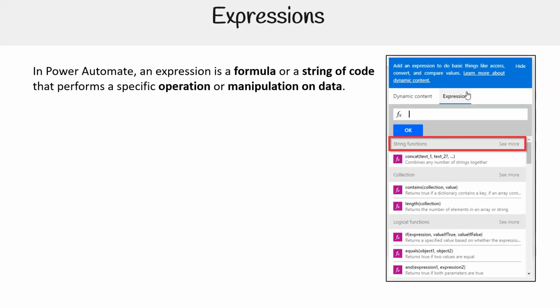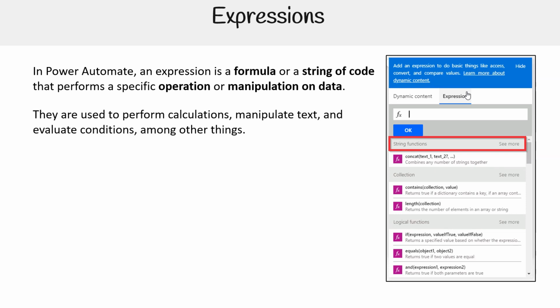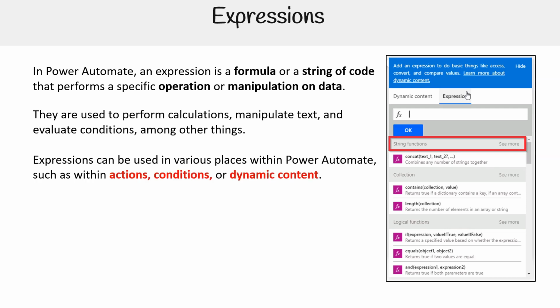In Power Automate, an expression is a formula or a string of code that performs a specific operation or manipulation on data. They are used to perform calculations, manipulate text, and evaluate conditions, among other things. Expressions can be used in various places within Power Automate, such as within actions, conditions, or dynamic content.